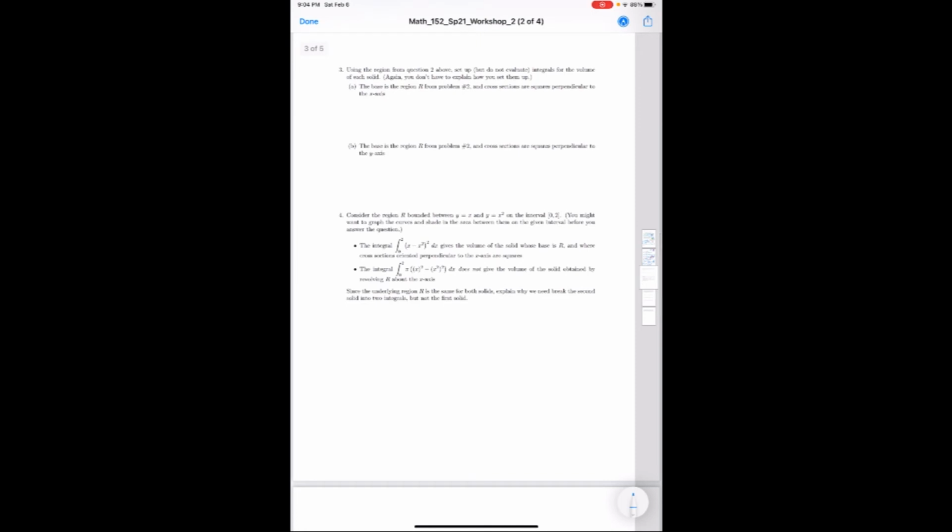Okay, so now we want to just solve one more volume problem using the same region. So the base of the region from problem 2, cross sections perpendicular to the x-axis, are squares. So we have that same region. I'll just draw it quickly, like that. And perpendicular to the x-axis means that we're looking at the side of the squares like that. That's perpendicular to the x-axis. And then they kind of grow out of the page.